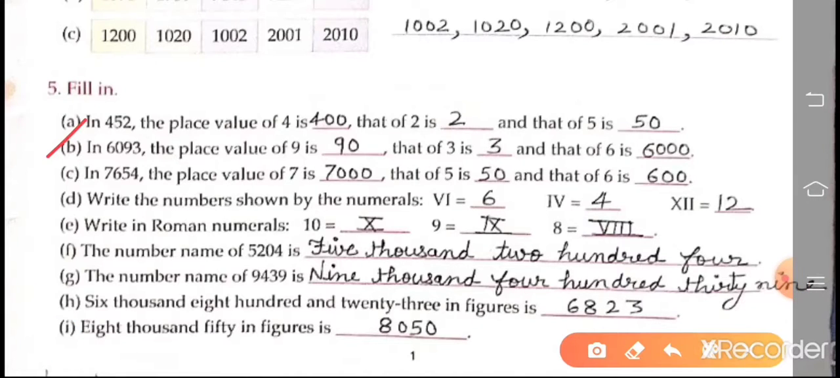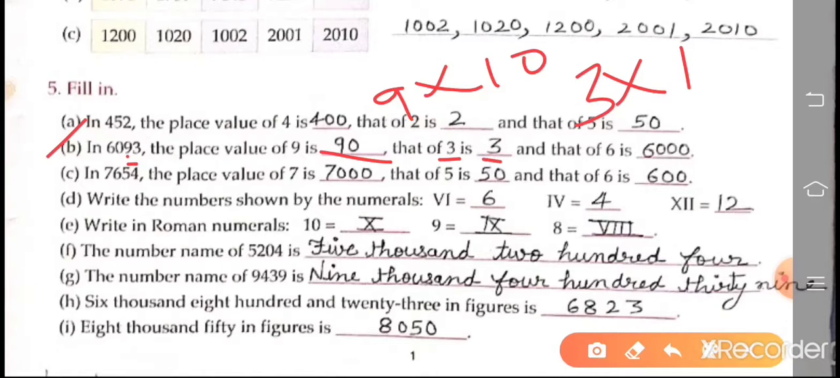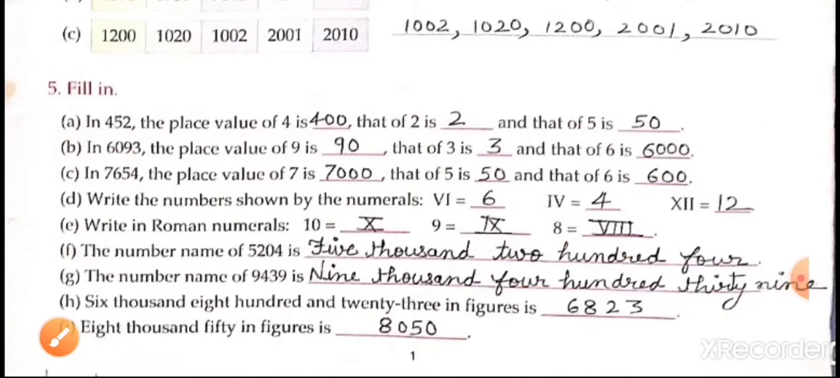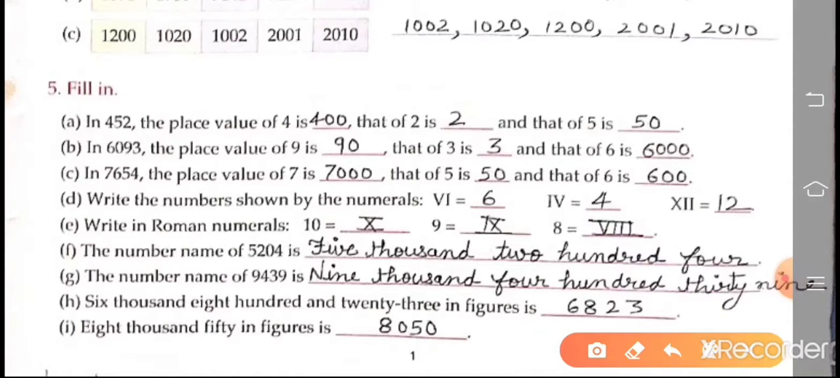Now in 6993 the place value of 9 is, so 9 is at tens place, so 9 multiply 10, 90. Place value of 3 is at ones place, so 3 multiply 1, so 3. And the place value of 6 is at thousand place, ones, tens, 100, 1000, so 6 multiplied 1000, 6000. In 7654 the place value of 7 is 7000, 5 is 50, and that of 6 is 600.